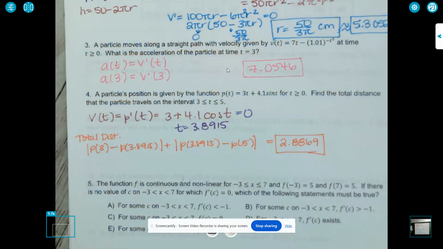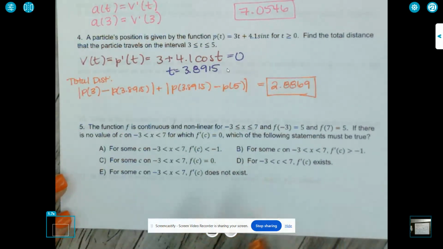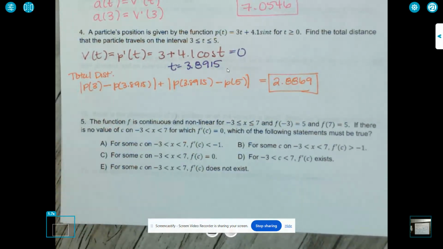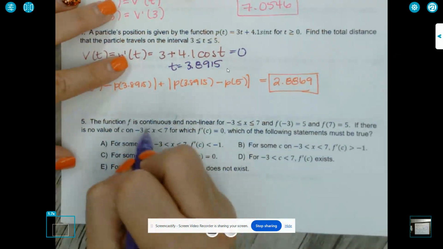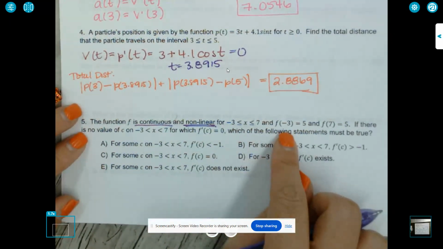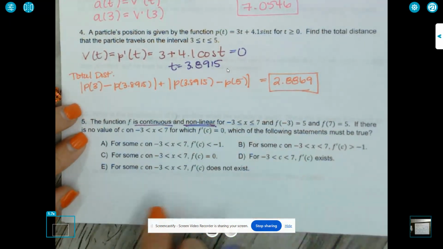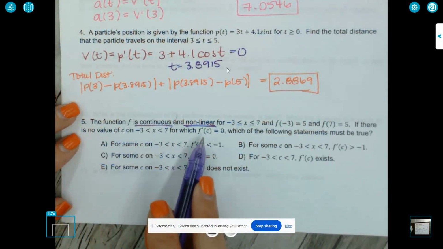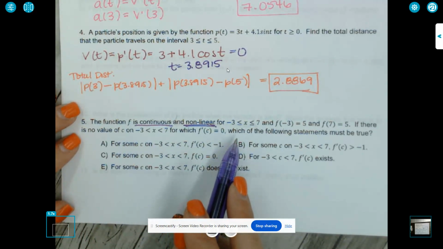Okay? All right, number 5. The function f is continuous and nonlinear between -3 and 7, and f of -3 equals 5, f of 7 equals 5. There's no value of c between -3 and 7 for which f prime of c equals 0. Which of the following statements must be true?